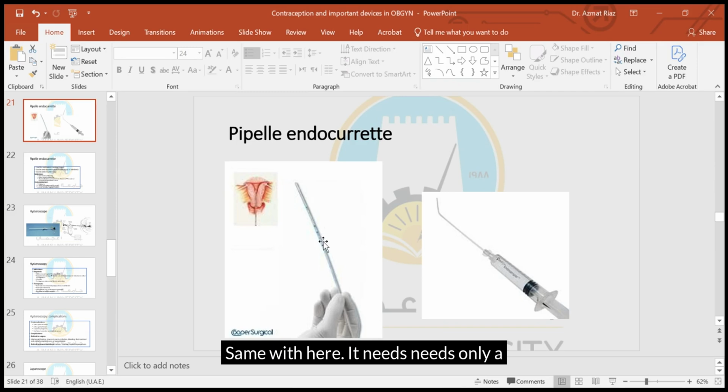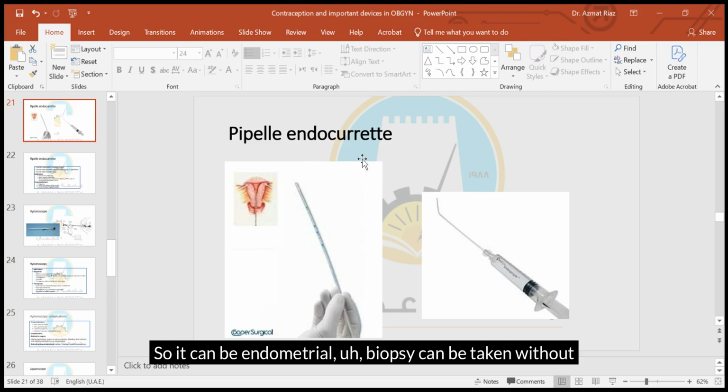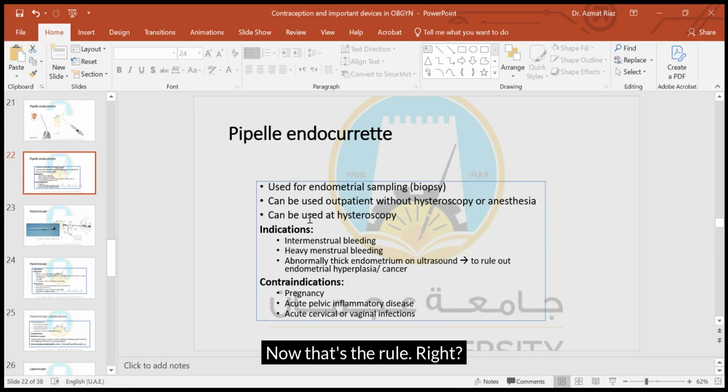It needs only a few grams of tissue for histopathology, so we do not need a lot of tissue, but usually the sample should be taken 3 times. Every time it should be rotated to sample different parts of the endometrium. Endometrial biopsy can be taken without hysteroscopy or with hysteroscopy, which we have already discussed in a separate lecture. So that's the role: it's used for endometrial biopsy or sampling.